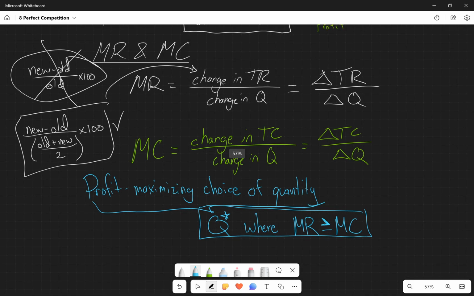Questions on marginal revenue and marginal cost? We're going to be doing lots of examples of this, so it will become second nature to you by the end of this class.